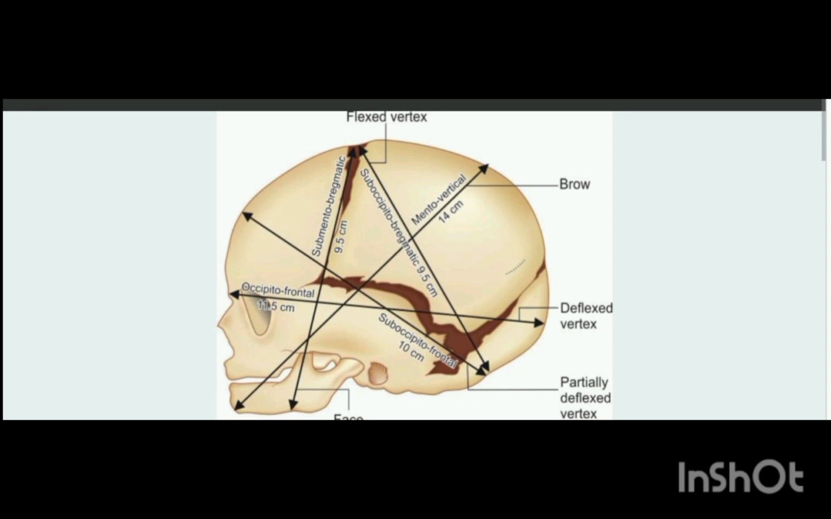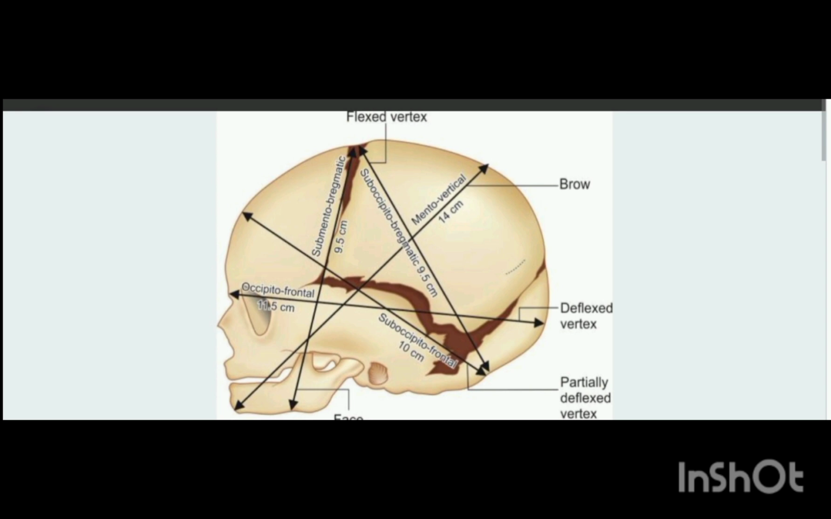And occipitofrontal. In the name itself we can see two bones. In this diameter we are measuring from the occiput to the frontal bones. So from the bridge of the nose to the bony prominence of the occiput is called the occipitofrontal diameter. It is about 11.5 to 12 centimeters.